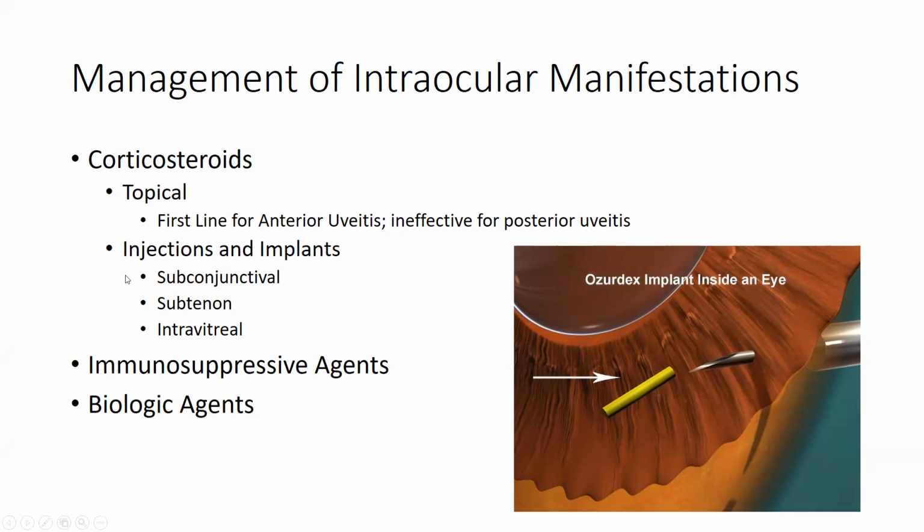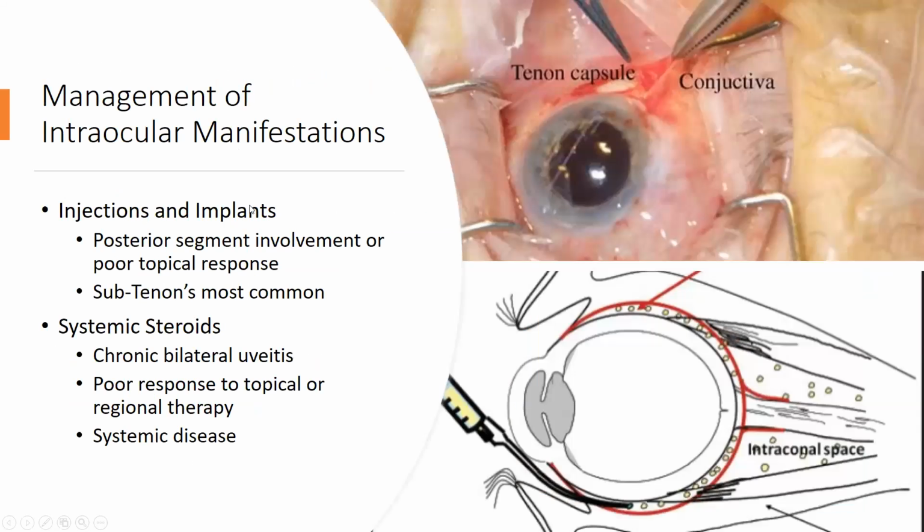As far as injections and implants, typically we'll approach these when there's posterior involvement of the choroid or the retina. We most commonly will first go to a sub-Tenon's injection of a steroid, and I'll explain what that is on the next slide. But we can also deliver implants that are a little bit longer lasting in cases that are more refractory, that will release steroid into the eye over a period of months. So we don't have to do quite as much with those patients if they are refractory. And then immunosuppressive agents and biologic agents have been touched on in the other presentations as well, but we'll cover them real quickly.